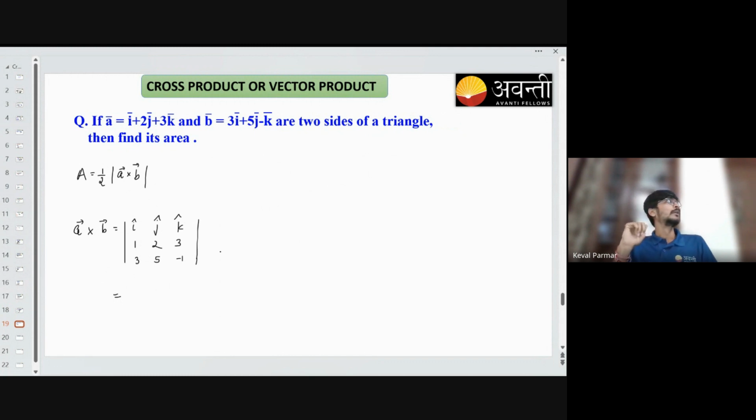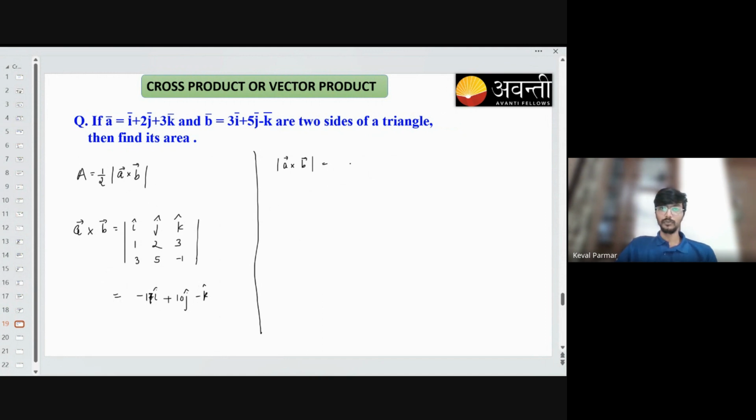Come on, guys. What will A vector cross B vector be equal to? Got it? According to me, minus 2 minus 8, so minus 10i, minus 1 minus 9, plus 10j, 5 minus 6, minus k, according to me. Please cross check it, someone. So that means the magnitude of A vector cross B vector. Oh, sorry. Minus 2 minus 15. Yeah, we get minus 17. Correct. Minus 17. Let me check it. Others also.